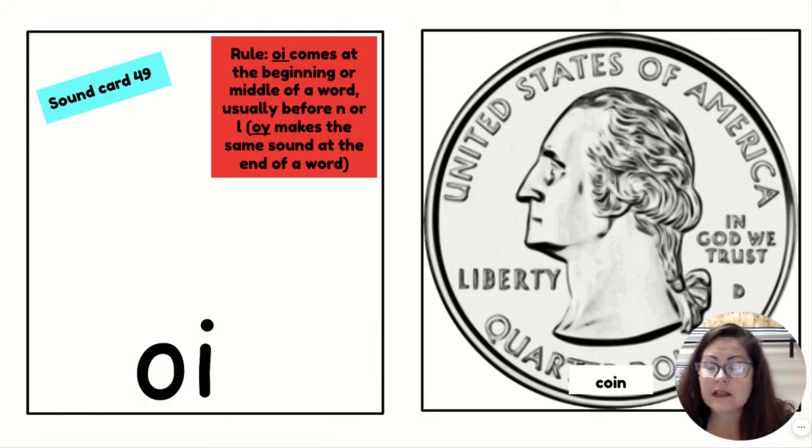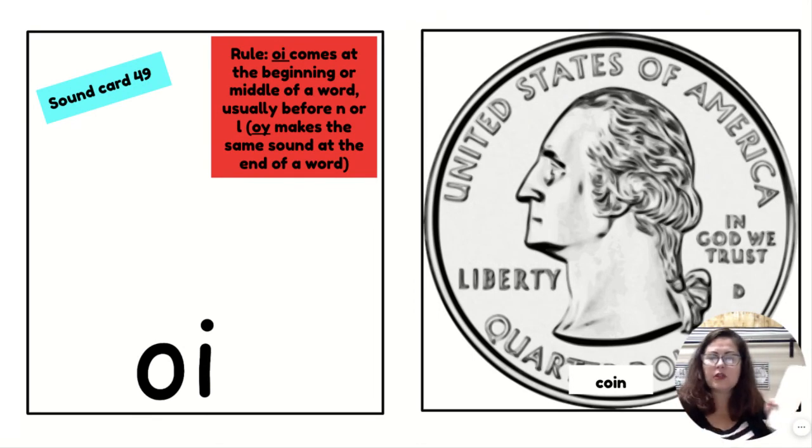So OI says oi, as in coin. Can you say oi? Okay, and the rule for oi is, oi comes at the beginning or middle of a word, usually before an N or an L. OY makes the same sound at the end of a word.